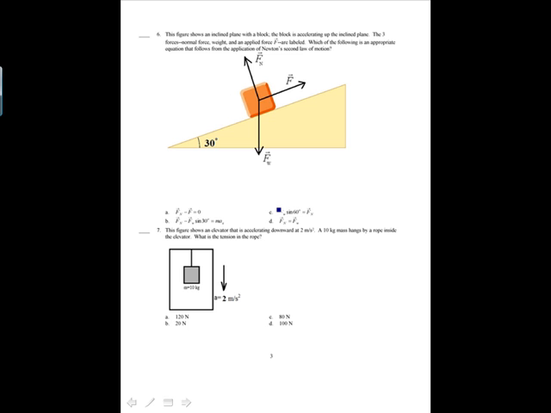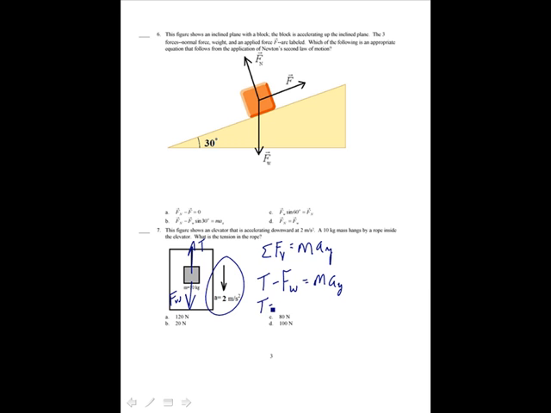Okay, for number 27, there's an elevator that's accelerating downward at 2 meters per second squared, and a 10 kilogram mass hangs by a rope inside the elevator. What is the tension in the rope? So let's label the forces. There's the tension, there's the force weight, and we just do the sum of the forces in the y direction is equal to the mass times the acceleration in the y direction. Sum of the forces is the tension minus the force weight, and that's equal to m a_y.